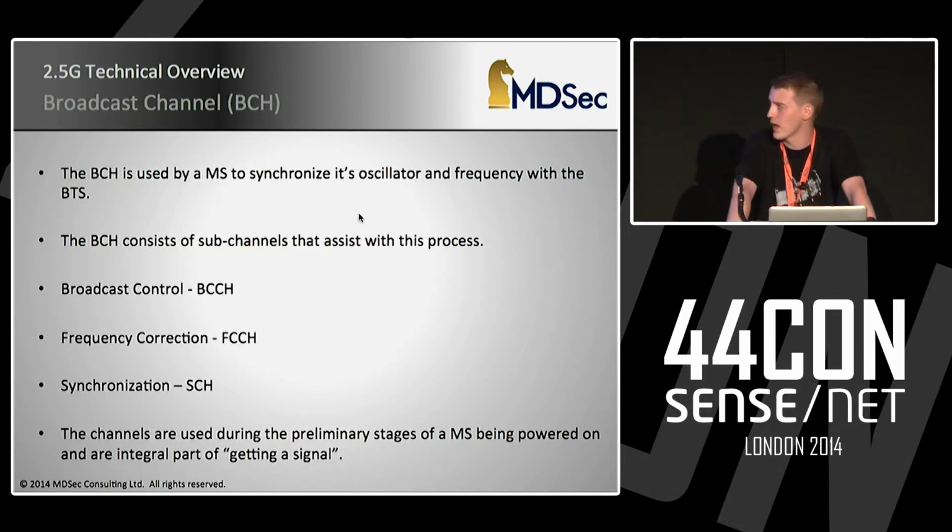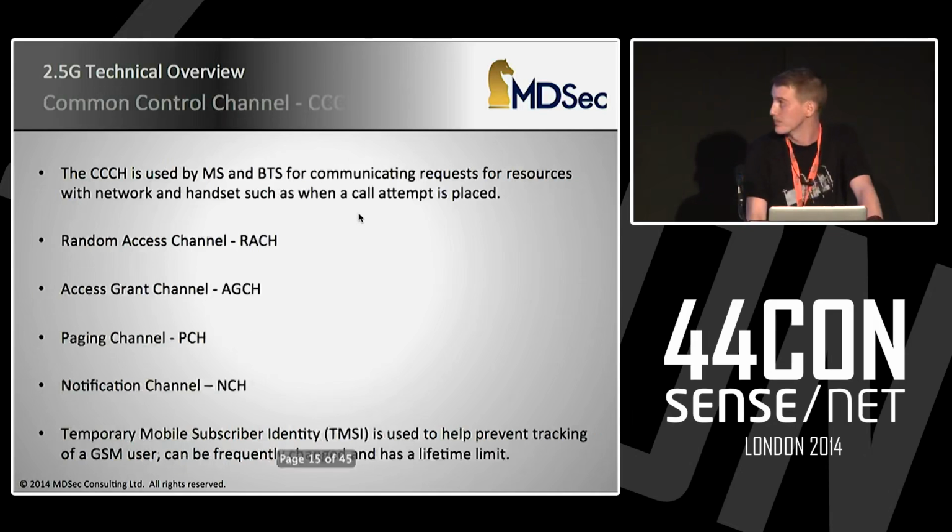So the various logical channels that are created, we have the broadcast channel. Now, the broadcast channel is used by a mobile station to synchronize the oscillator and frequency with the base transceiver system so that they're able to communicate more accurately and encode information and speak to each other. The BCH consists of subchannels that assist with that process, which includes the broadcast channel, the frequency correction channel, and the synchronization channels. The channels are used during the preliminary stage of a mobile station being powered on, and they're an integral part of what we would all refer to as getting a signal.